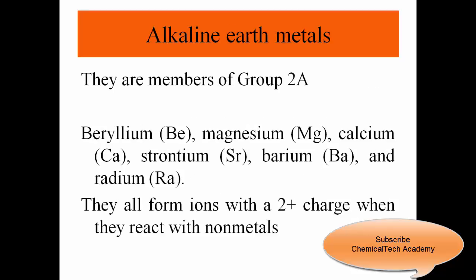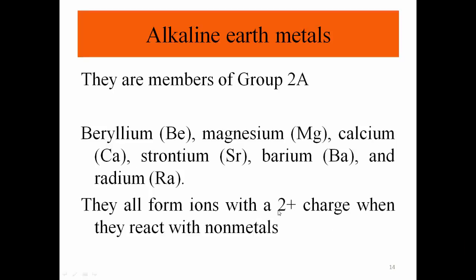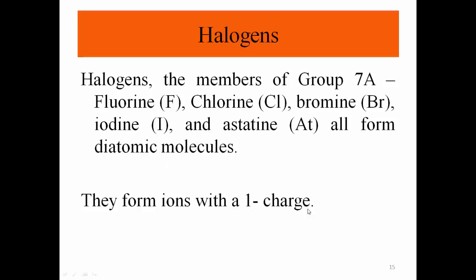Alkaline earth metals are group number 2A. So these all belong to group 2: beryllium, magnesium, calcium, strontium, barium, and radium. They all form ions with a 2 plus charge when they react with nonmetals. On the other hand, we have halogens. They are nonmetals. They're members of group 7A, and they are fluorine, chlorine, bromine, iodine, and astatine. All form diatomic molecules like Cl2, F2, I2. So they form ions with a 1 minus charge.